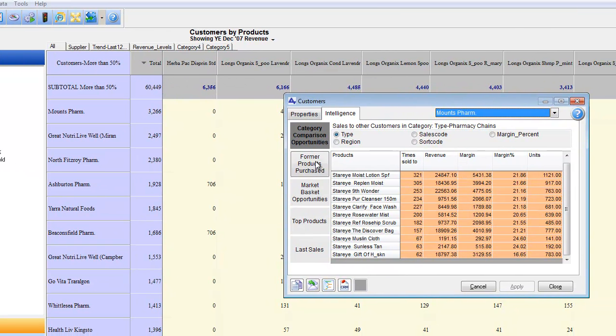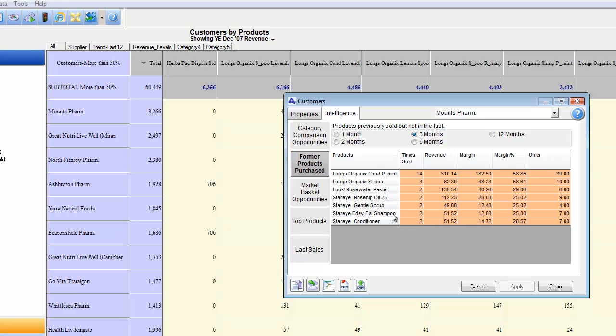Secondly, what we want to do is look at former product purchases. These are all the products that Mount Pharmacy used to buy from us, but haven't been purchased in the last 3 months or the last 6 months, whatever the specified time frame I'd like to place. It's a little bit disconcerting in the context that there are significant opportunities sitting here in my most profitable customer segment. My question is, do you have the right way to use evidence in order to ensure that your most profitable customers are properly served?